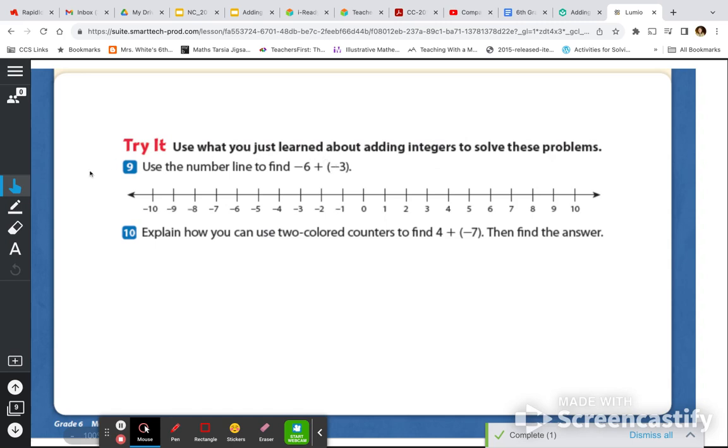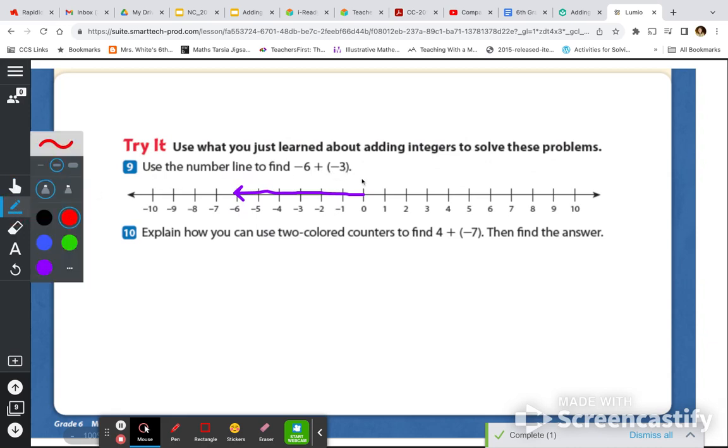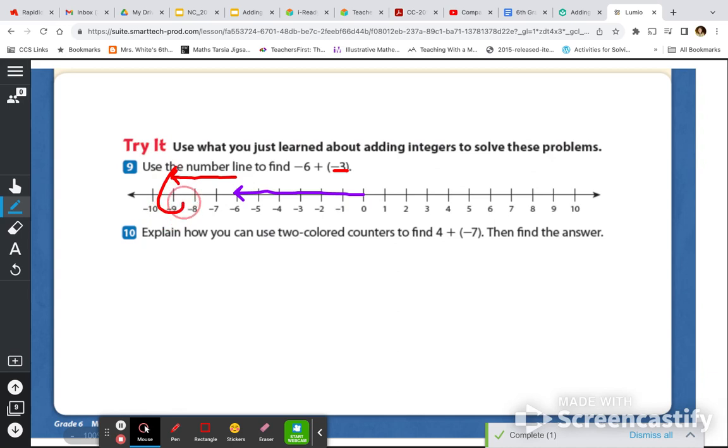Okay, so let's start here. We always start at 0, and we're going to start our first number there. The problem is -6. So the negative tells me to the left of 0. I'm going to go to -6. Okay. And then I'm going to combine with that -3. So from -6, I'm now going to the left 3. So I'm going to start here. I want to go to the left 3. So that's 1, 2, and 3. It looks like our answer is going to be -9.